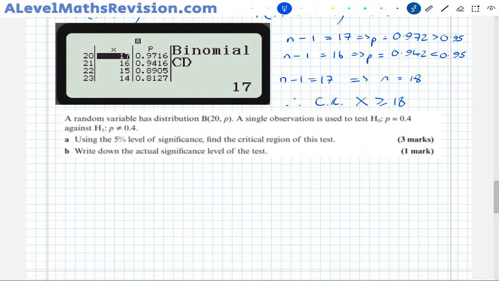Well, there's going to be two potentially critical regions. We've got to look for one to the left and one to the right. So with a 5% level of significance, 2.5% will be on the left and 2.5% will be on the right.